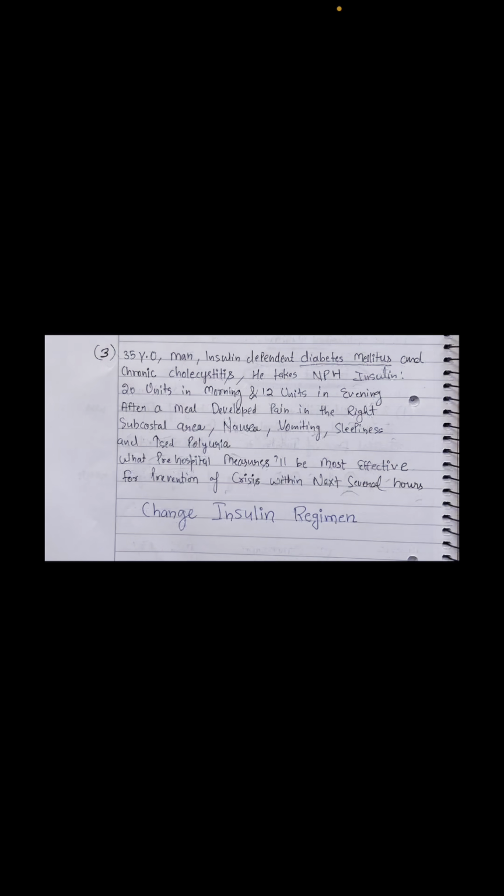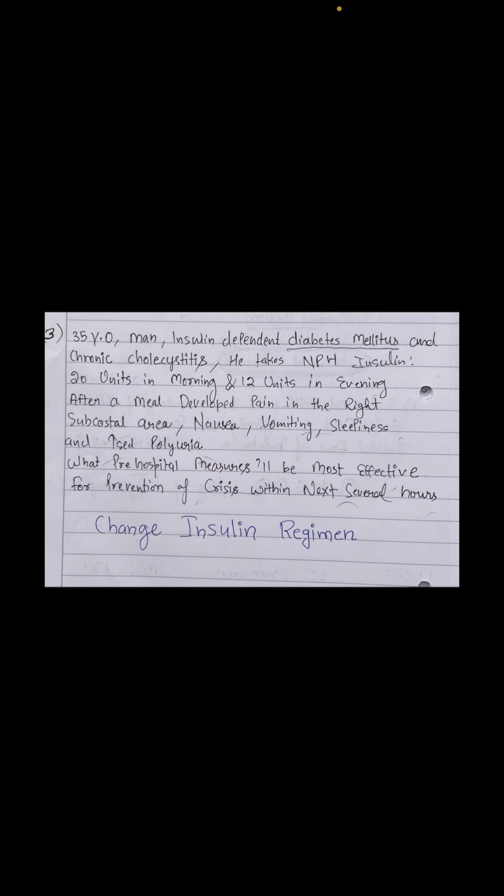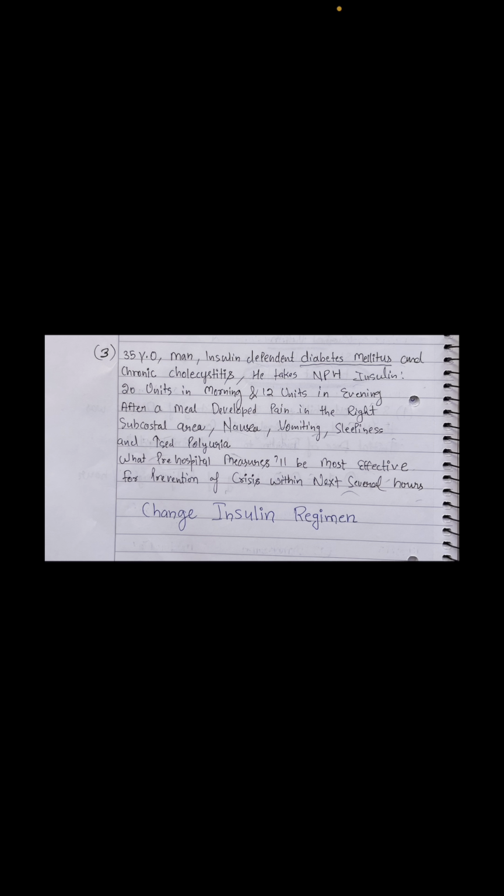The next patient is a 35-year-old man who has diabetes mellitus and chronic cholecystitis, and a lot of other things. He takes NPH insulin, 20 units in the morning and 12 units in the evening, and after a meal developed pain in the right subcostal area, nausea, vomiting, sleepiness, and increased polyuria. What pre-hospital measures will be most effective for the prevention of crisis within the next several hours? The patient is not doing well with this regimen of insulin, so change the insulin regimen.